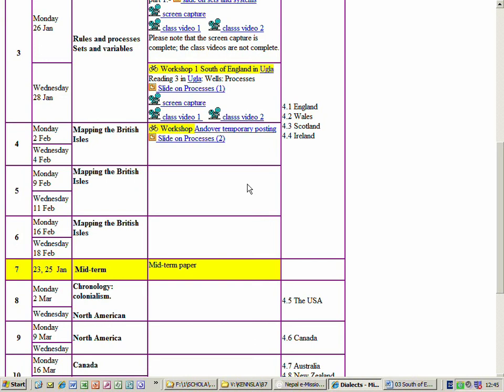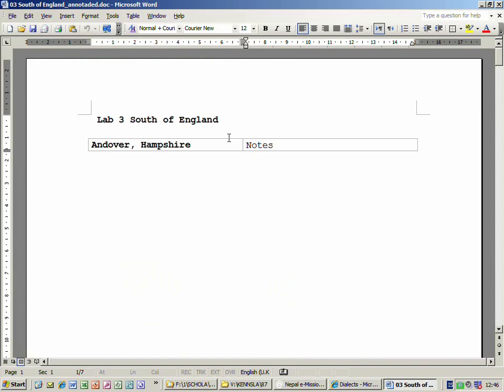Here we are on the schedule. I put up a temporary posting here where I give you the answers to the first part of the text we were doing. That's going to come down. I can show it to you, actually. I'm giving you an annotated version of the first text, though I haven't written it yet.